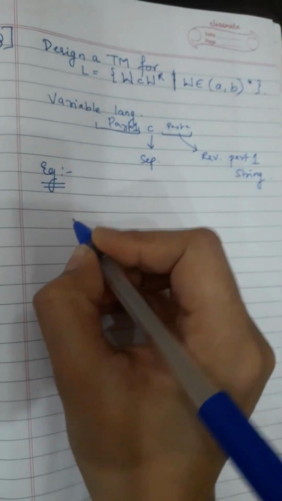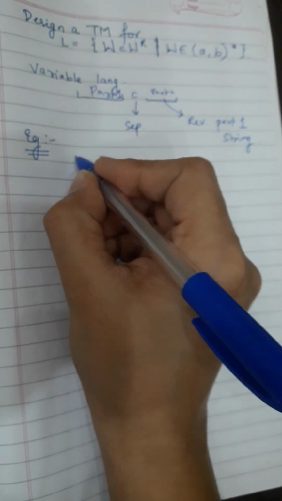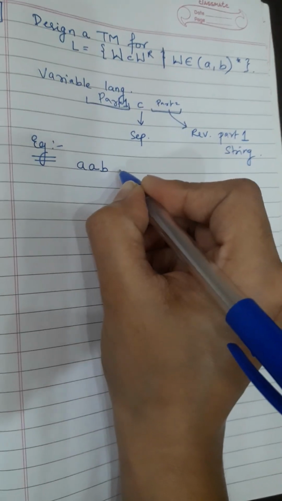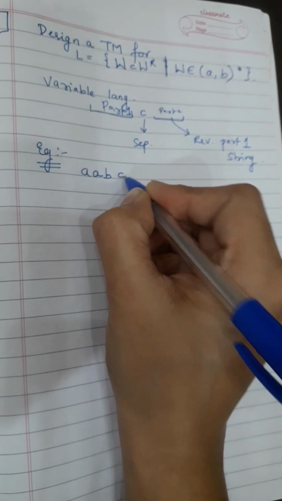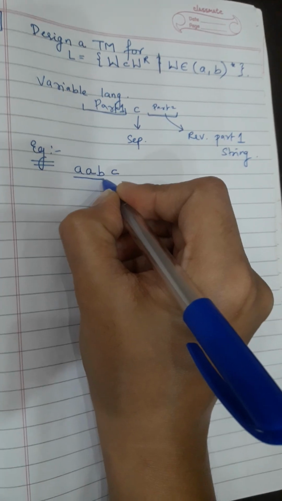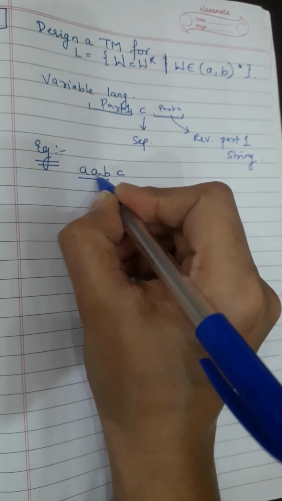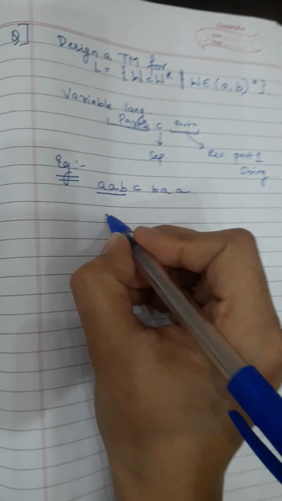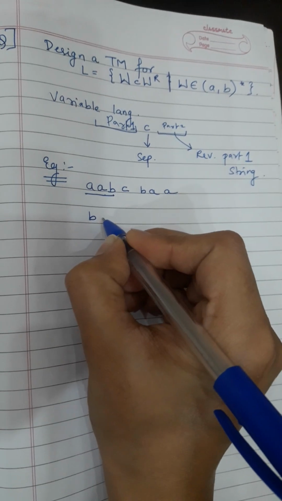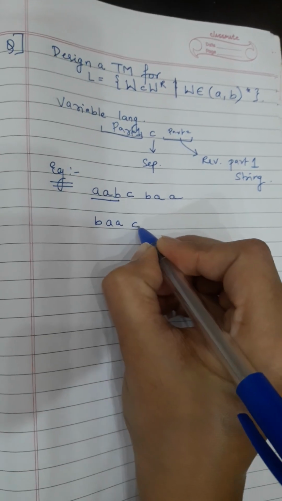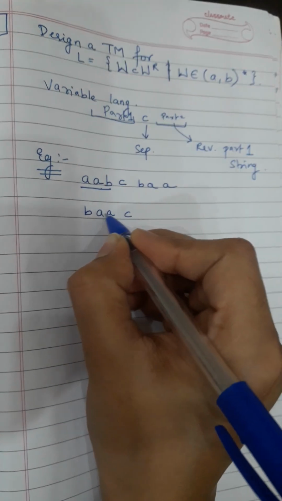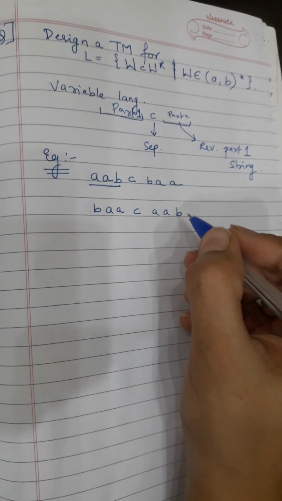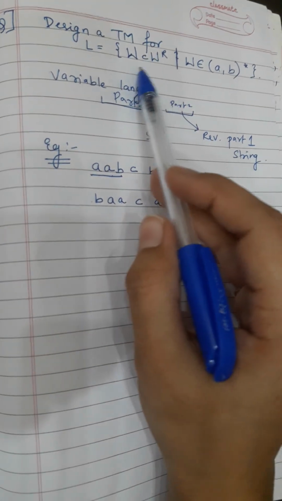So let us say an example string here. If my string is AAB, which is the first part, C is the separator, and then I have to write this string in reverse. So what will be the reverse? BAA. So this is one example. Say if my string was BAA, a separator C, then the reverse of this will be AAB. And this is an example of a valid string of this language.